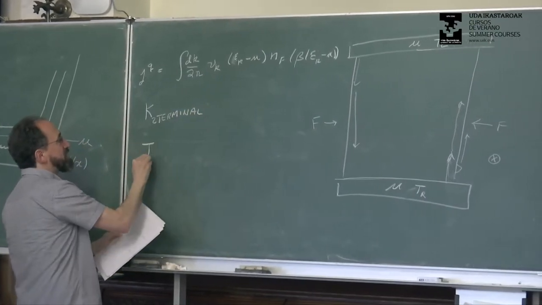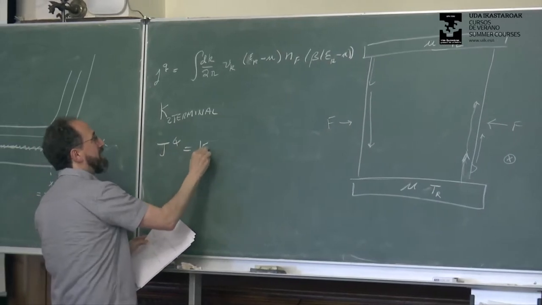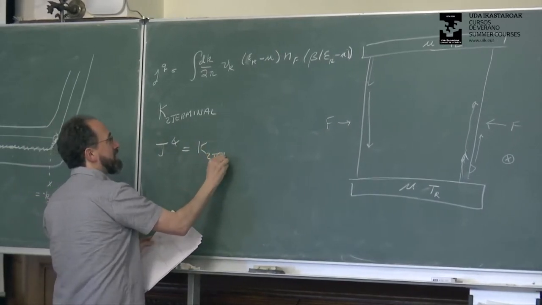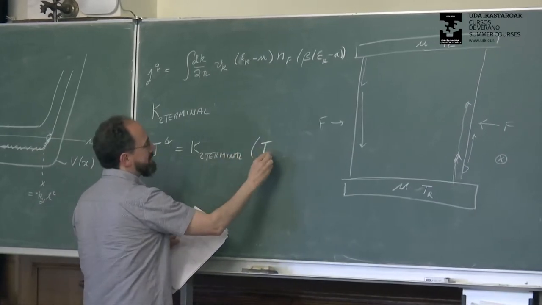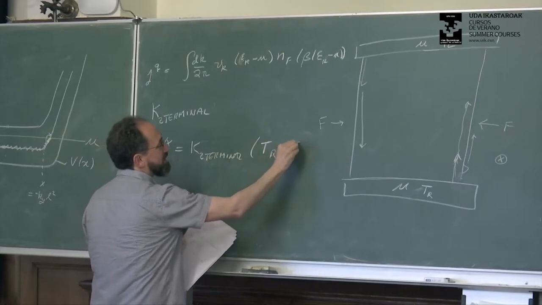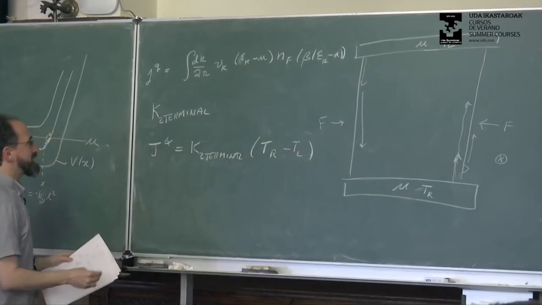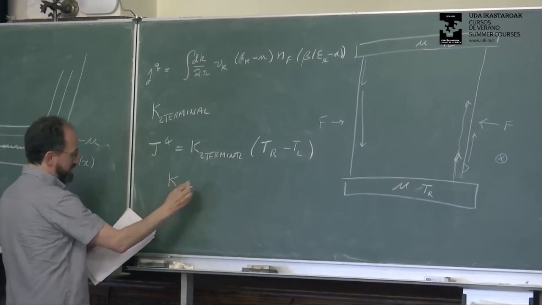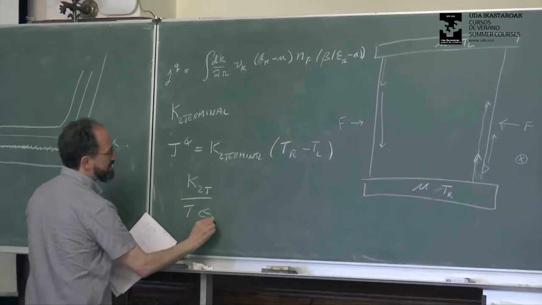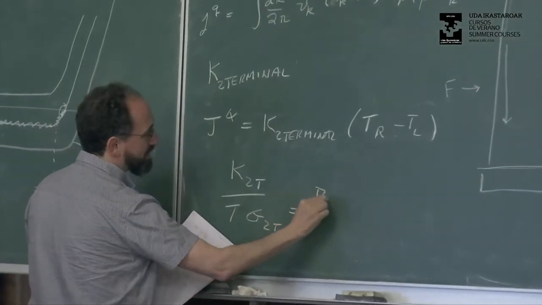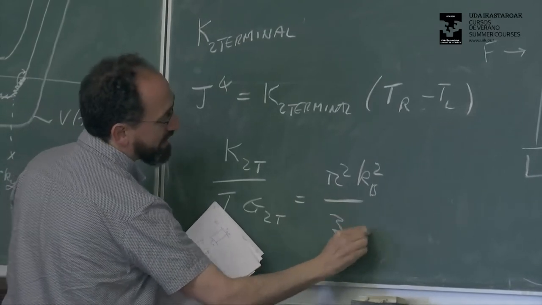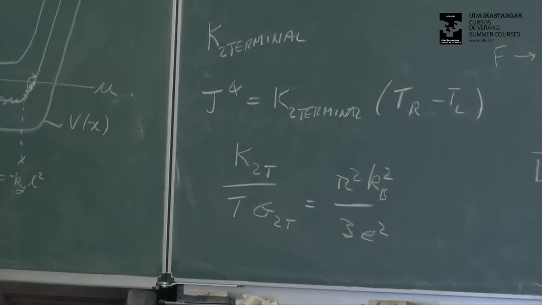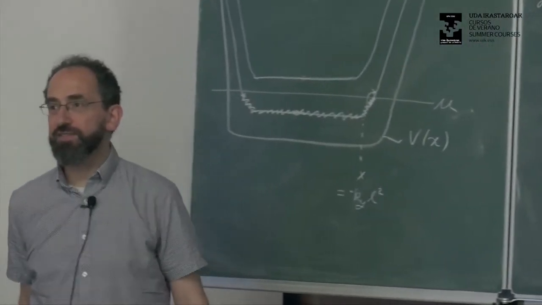Let me define that. The total thermal current is K two-terminal times the difference in temperatures, T right minus T left. And the statement that you're asked to prove is that K two-terminal divided by temperature times G two-terminal is pi squared Boltzmann's constant squared divided by 3e squared. That's known as the Wiedemann-Franz law, which holds in a lot of physical systems, but not all physical systems.